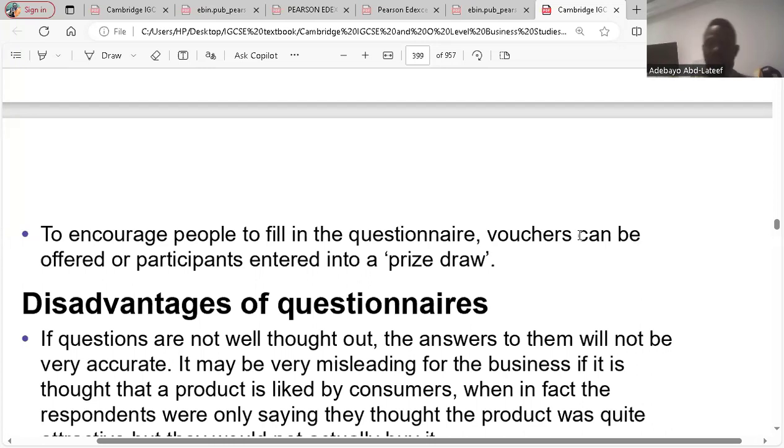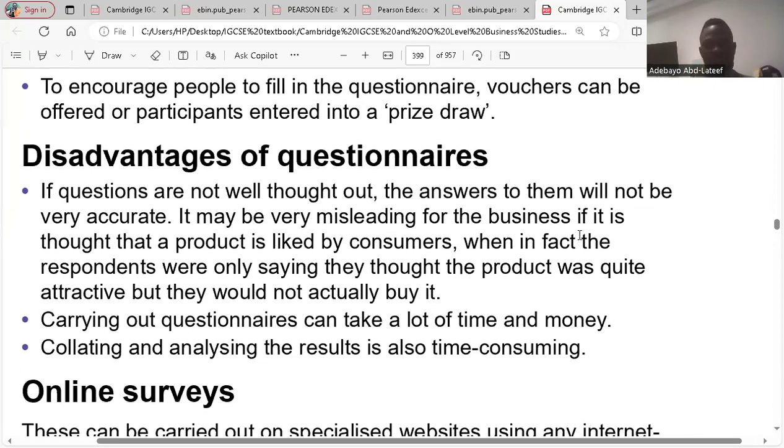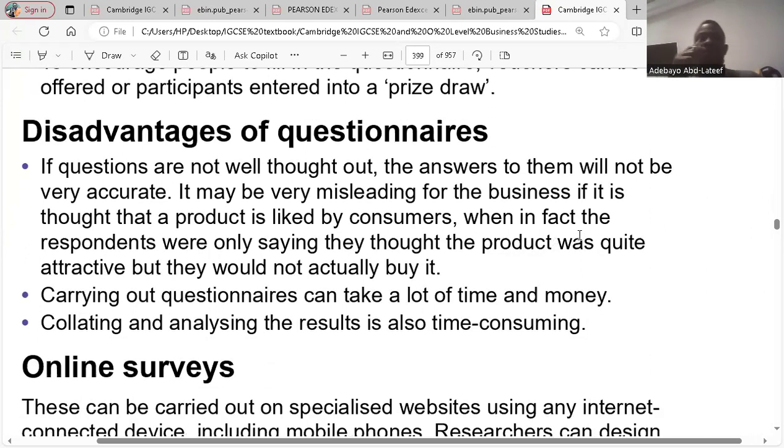You get it? Yes. So what are the problems of questionnaires? The first one, if questions are not well thought out, the answers to them will not be very accurate. It may be very misleading for the business if it is thought that a product is liked by consumers when in fact the respondents were only saying they thought the product was quite attractive, but they would not actually buy it. So look at the point there. It's a questionnaire, so it might be misleading.